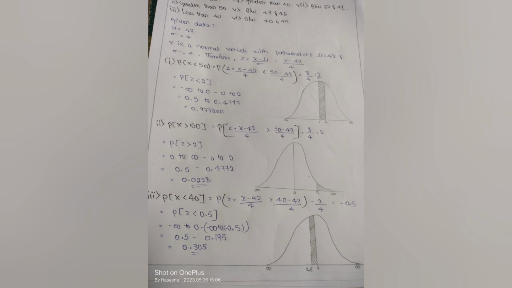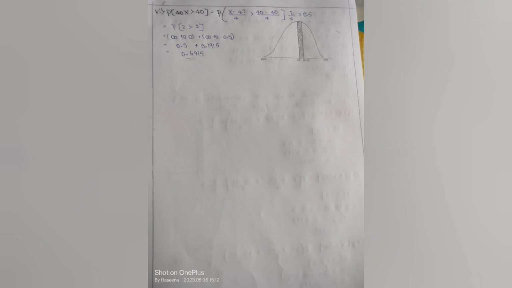Now let us solve the fourth bit. Here, as per the previous bit, it gives us a positive value of 0.5. So instead of subtracting, we will just add the two values, which will give us a solution of 0.6915. Now we will move towards our fifth bit of the question.